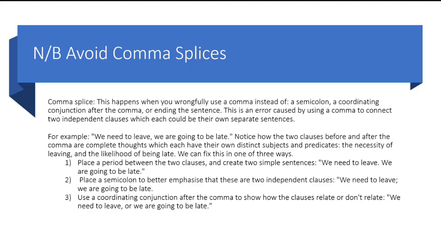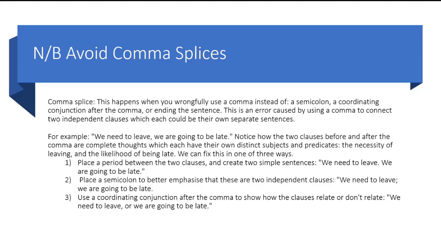a conjunction. Now let's look at the examples. The example here: we need to leave, we are going to be late. Now this is two independent sentences. If I say, we need to leave, that is a full sentence. If I say we are going to be late, that is a full sentence. We being the subject, are going being the verb, and being late being the object, right?